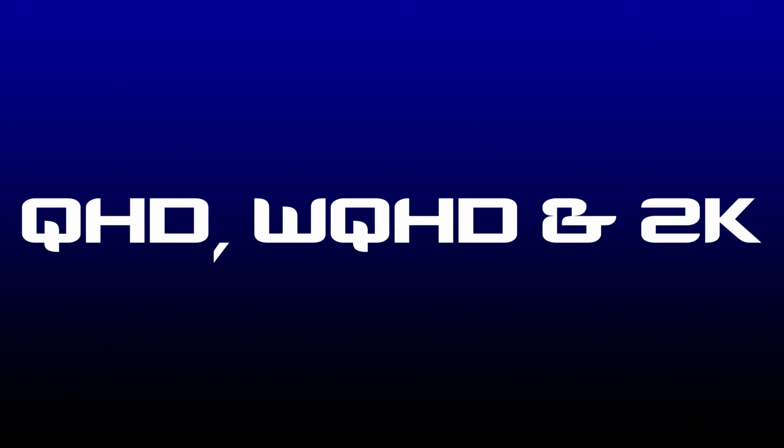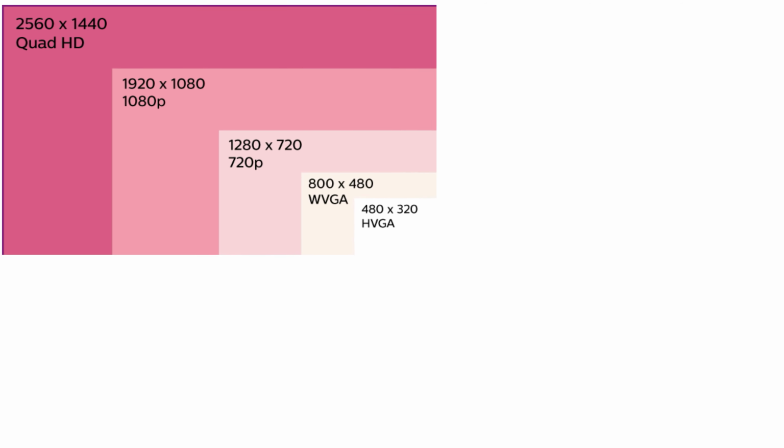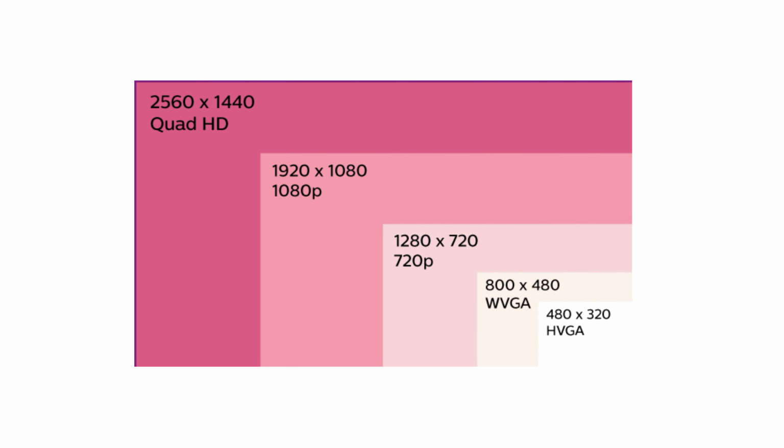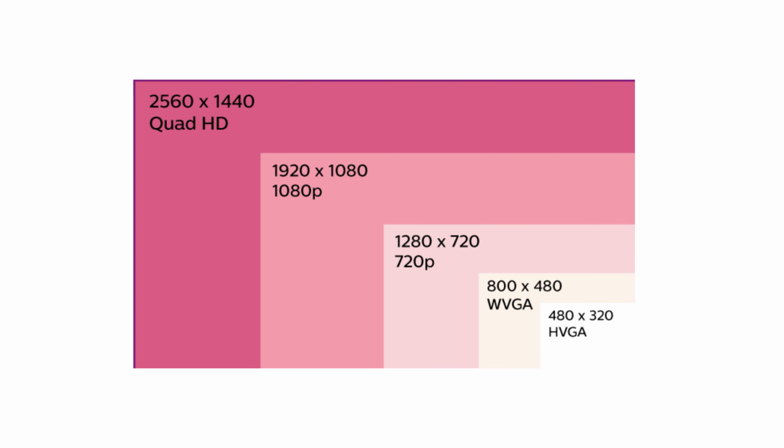QHD, WQHD and 2K. Display resolutions didn't stay at Full HD for long, and the next step up the ladder was QHD, or Quad High Definition. It was 2560 by 1440 pixels, the standard for many flagship phones right now. You can fit 4 1280 by 720 pixel screens inside this QHD screen, which explains the name.